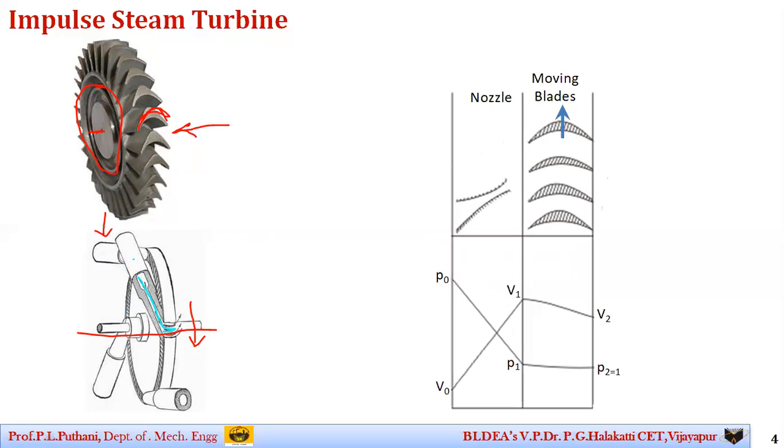You can see here we have around 4 nozzles placed at different positions. This is nozzle number 1, nozzle number 2, nozzle number 3, and nozzle number 4. The number of nozzles depends upon the size of the rotor, the incoming velocity of the steam, and what amount of kinetic energy you want to generate. Depending upon that, we decide the number of nozzles.